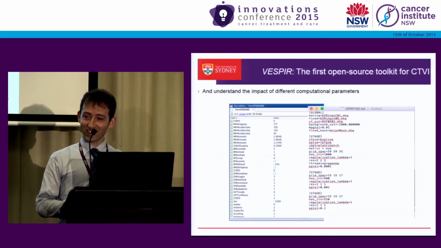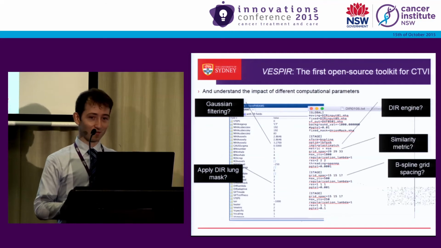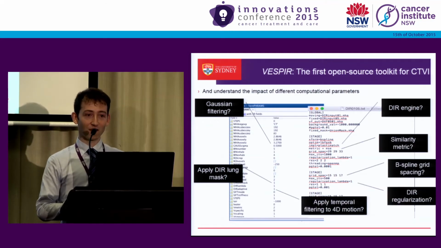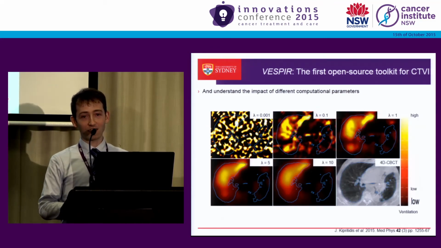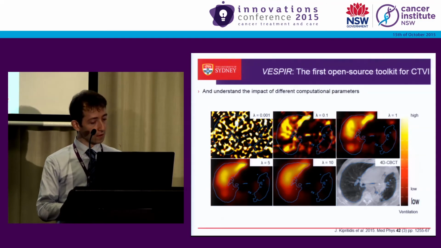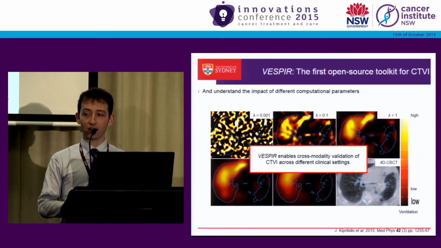For those that are really interested in looking under the hood at this kind of technology, you have the power to influence many parameters in this process. You can look at pre-filtering of the images, the use of a lung mask or not as part of your deformable image registration algorithm, the kind of image similarity metrics, and so on. I won't bore you with all the parameters, but it's important to note that all of them can have an impact on the result. And so the real power of this tool is to understand the impact of these computational parameters and what is the most effective and accurate form of CT ventilation imaging in your own clinical setting.